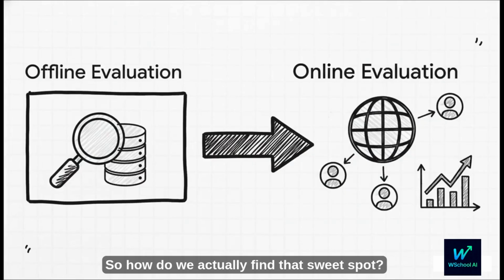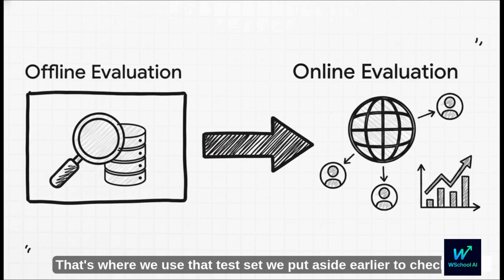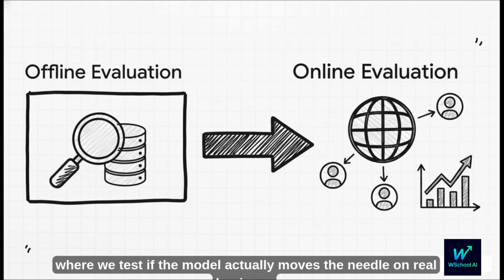So how do we actually find that sweet spot? Well, we do it through a ton of evaluation. First, there's what's called offline evaluation. That's where we use that test set we put aside earlier to check its raw performance on things like accuracy. But here's the catch. Just because a model does well in the lab doesn't mean it's going to work in the real world. And that's why the next crucial step is online evaluation, where we test if the model actually moves the needle on real business goals, like improving user engagement or making more sales.